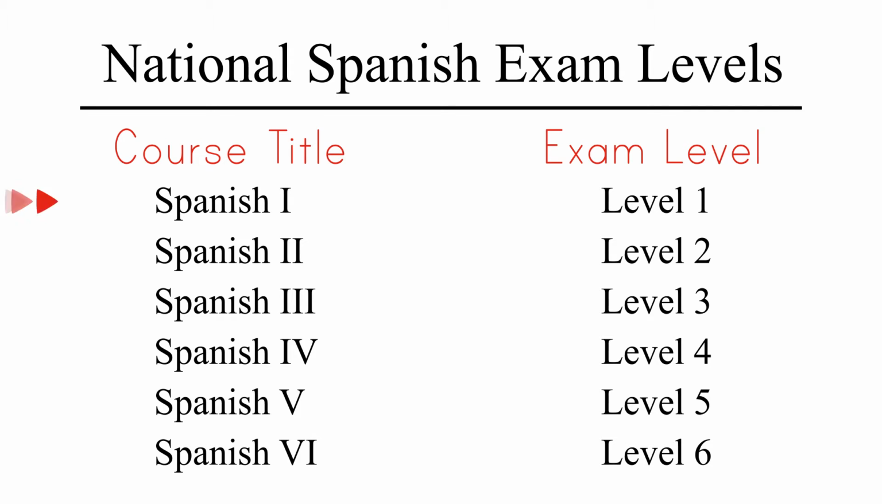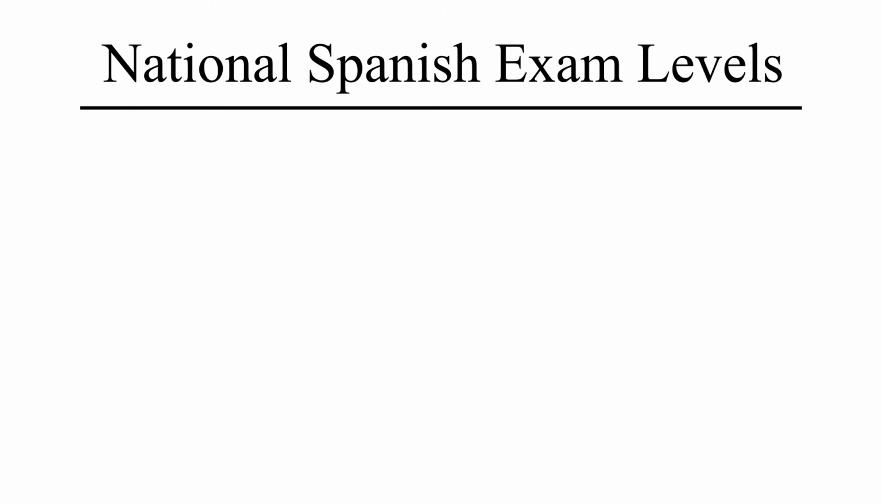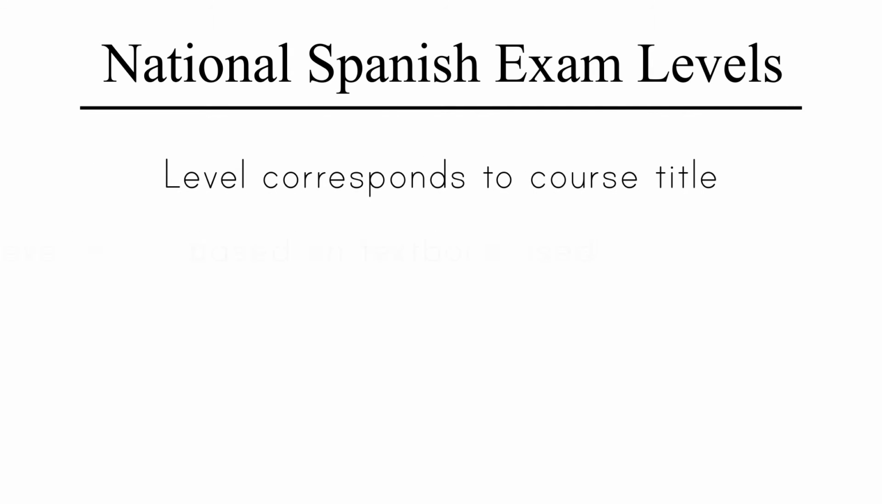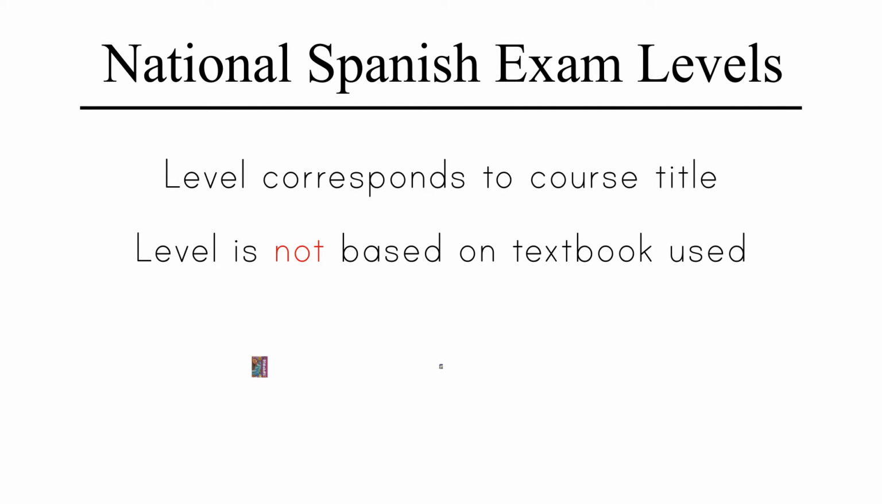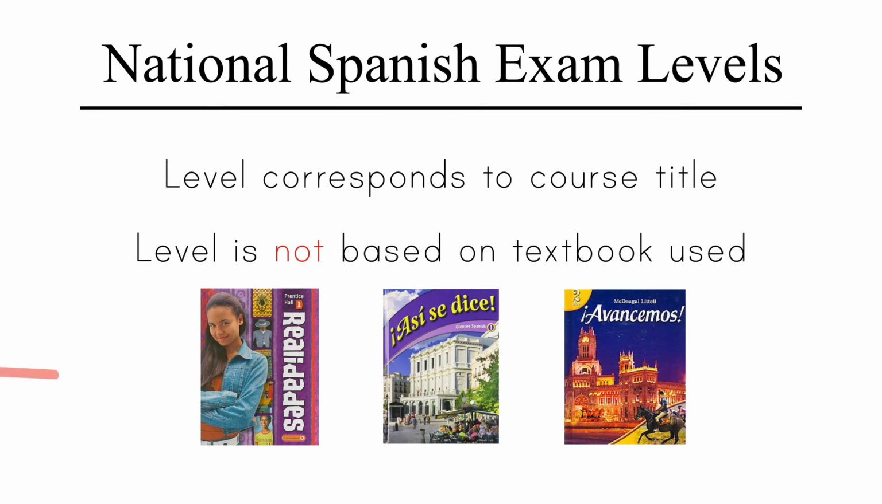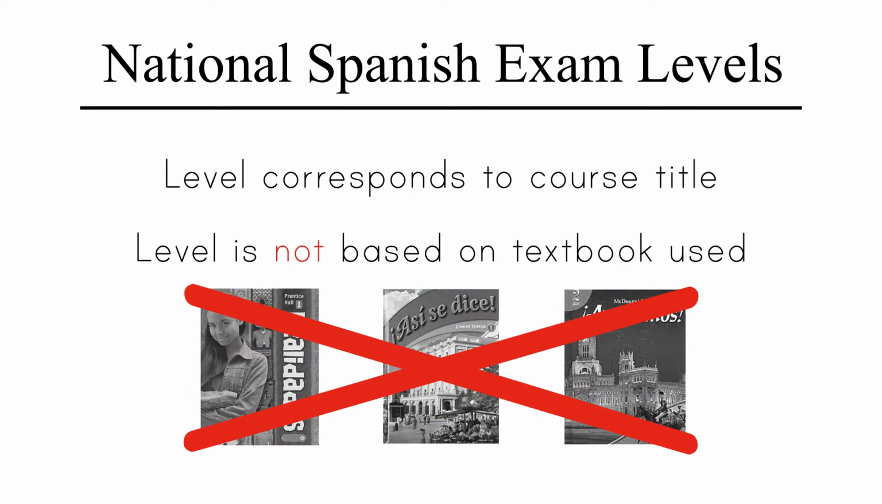For example, if the student is enrolled in Spanish 1, then he should be registered for the Level 1 exam. Or, if a student is enrolled in Spanish 4, then she should be registered for the Level 4 exam. Because the National Spanish exam is a standards-based assessment, students should always be registered based on the number of years that they've studied Spanish. Students should not be registered based on the level of the textbook used.